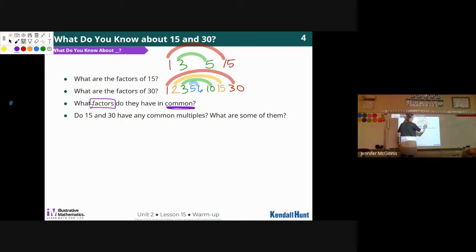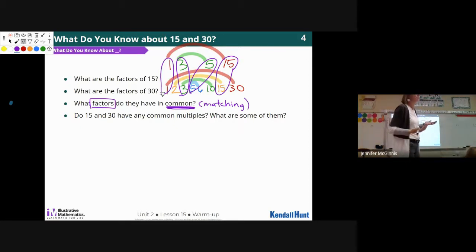We made these factor rainbows, right? So these are our factors. What factors do they have in common or matching? What matching factors do you see here, Trenton? 15. And 3. And 5. And 1. Are ones ever going to really do much of anything? No, because whenever you do anything with multiplication or division, times or divided by 1, it's the same self, right?